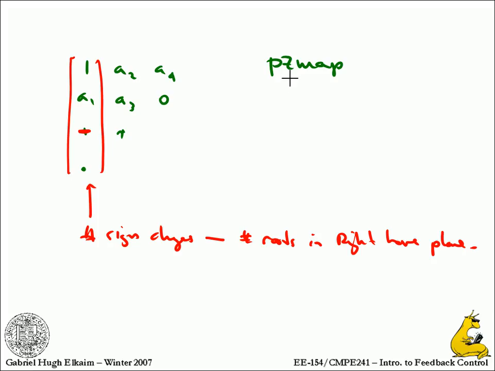And this gives you, by the way, way more intuition than this does. This just tells you the number of poles in the right half plane. This tells you exactly where they are. All right, so it's a much better tool.